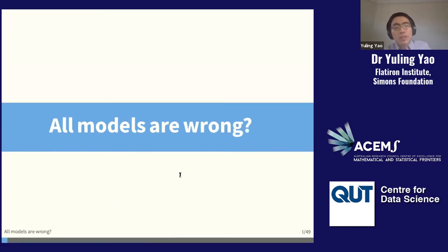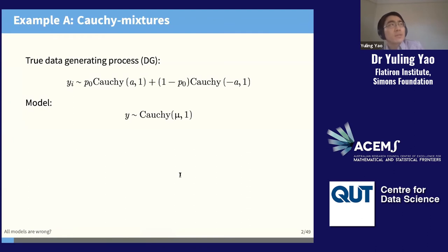So of course we are so familiar with the famous quote that all models are wrong, right? But if you really think about that, the model is wrong not only because you have a wrong specification of the model, but also because Bayes rule somehow asks you to just pick one parameter in the very end. Just think about this example. We have IID outcome Y that's one dimensional, and it's a mixture of two Cauchy. With probability P0, Y is from Cauchy centered at A, 1, and with probability 1 minus P0, this outcome Y is coming from another component of Cauchy, centered at negative A, 1.